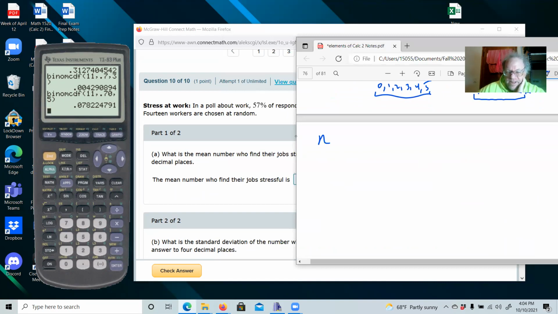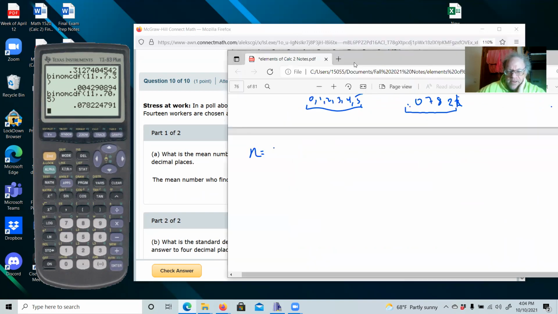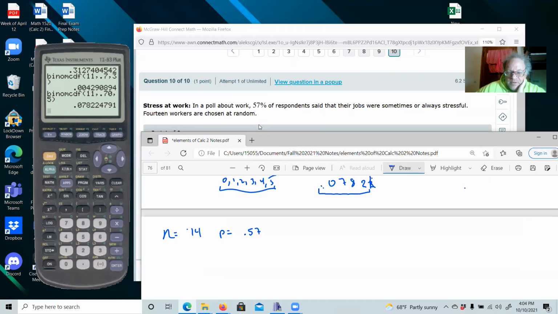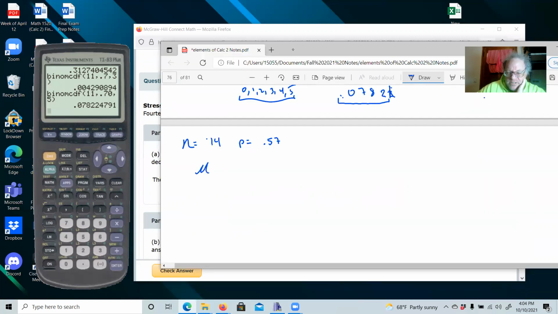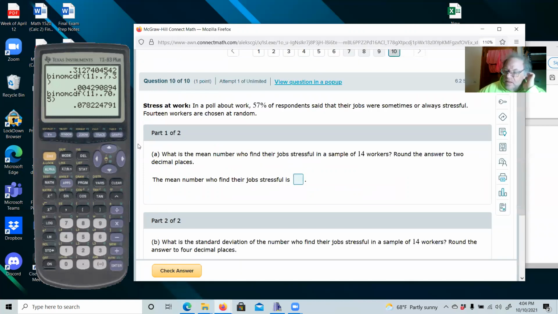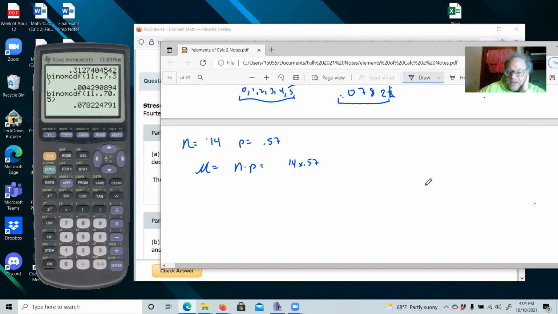So in this case, the number of people was 14. Okay. The probability of success, this was 0.57. That was gotten from up here. 57% said the jobs are sometimes or always stressful. So that's our success. Okay. And they want to know what is the average, which is n times p. So we have 14 times 0.57. How many decimals did they say? 2 decimal places. Very good.